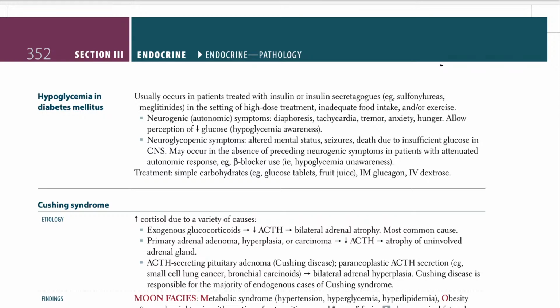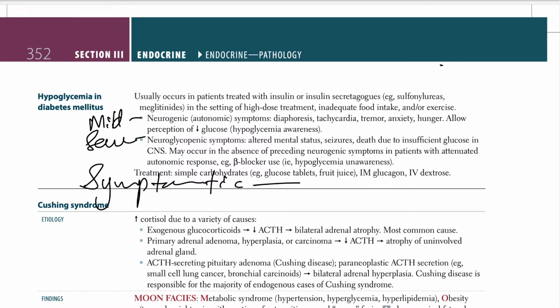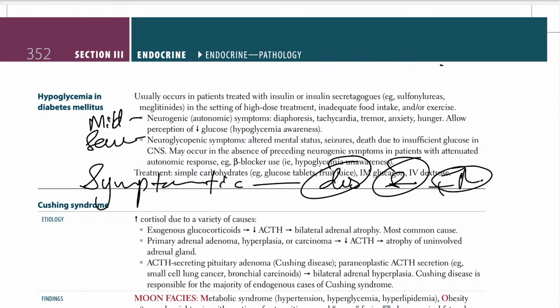Again, very high yield: mild, severe, different treatments. Now, let's talk about something called symptomatic hypoglycemia, which you will hear in the questions. You will see the symptoms, which are going to be disorientation, sweating, and palpitations. And this can be relieved by giving glucose.